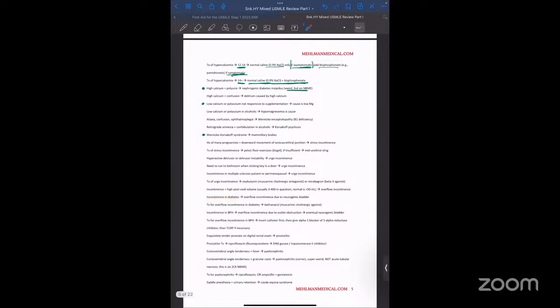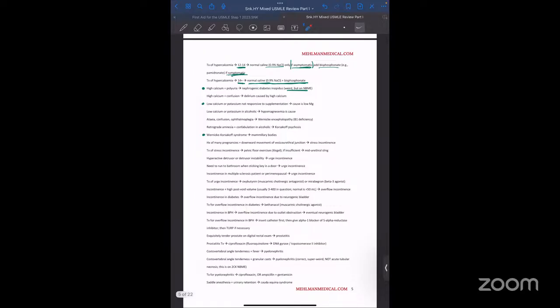Incontinence in diabetes, what is the type? It's usually overflow incontinence due to neurogenic bladder. Treatment of overflow incontinence in diabetes is bethanechol, muscarinic cholinergic agonist. We had this in Step 1, like post-op urinary retention or even overflow incontinence in diabetics. Call Bethany for overflow incontinence.